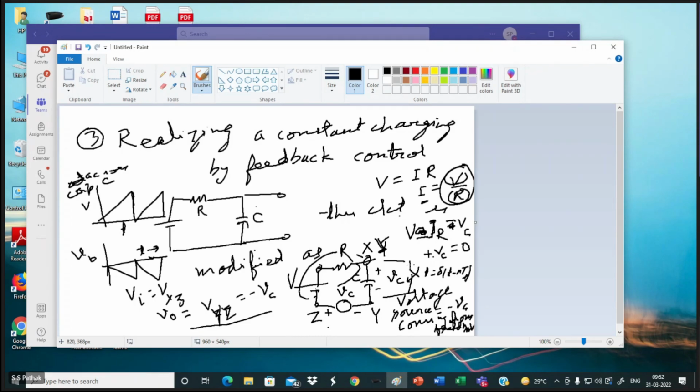So in what way does this feedback come? We'll talk to that in forthcoming lectures: how to get this minus VC equal in magnitude to this VC. So that is the first method. Is that okay? So constant current charging is realized by feedback control.